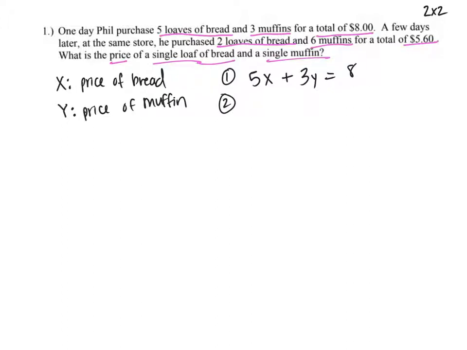And we can do this with his second experience shopping at the grocery. So he bought 2 loaves of bread, so 2 times x, plus 6 muffins, which is 6y, equals, he spent $5.60 this time.